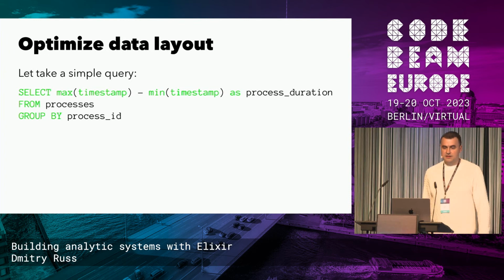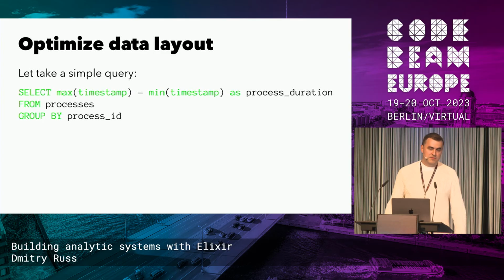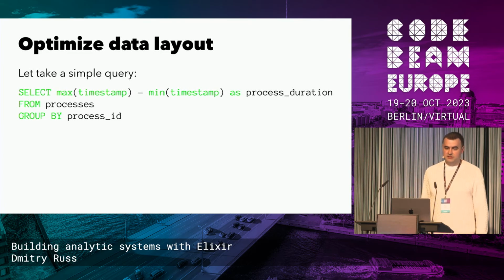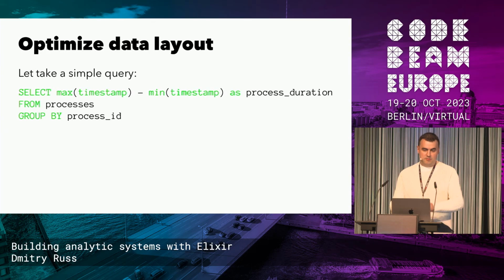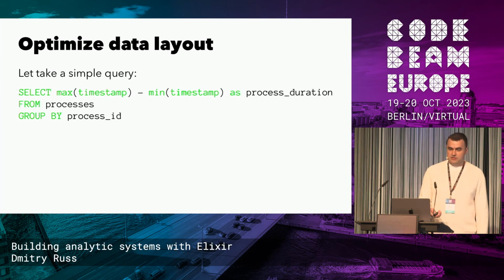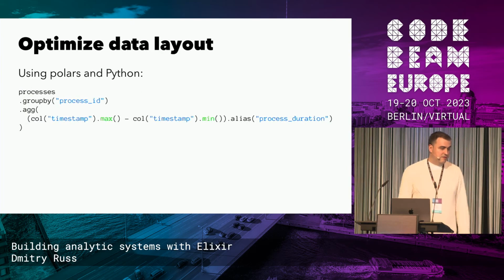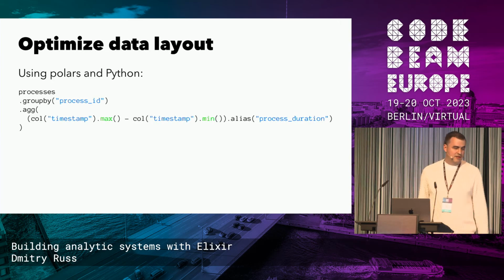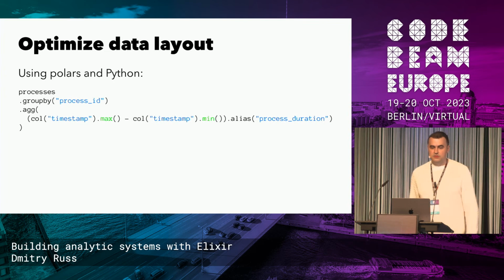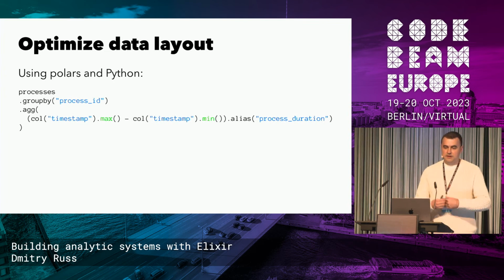Let's select the max timestamp, the min timestamp, and define the difference as a process duration. So from a process, we might have multiple events which define a process. If we look into the example using Polars and Python, it will look almost the same, where we do the group by and some aggregation. It just has a less familiar syntax.